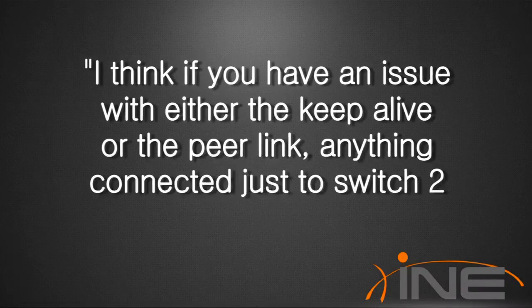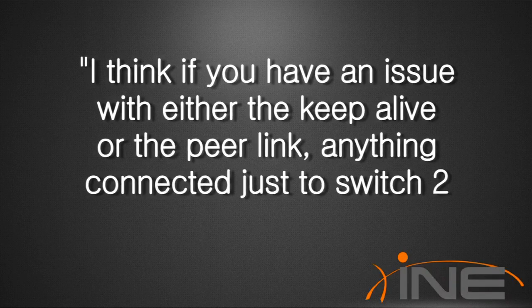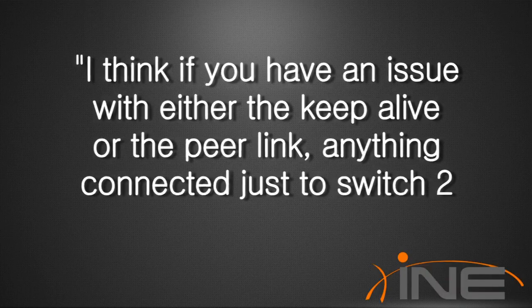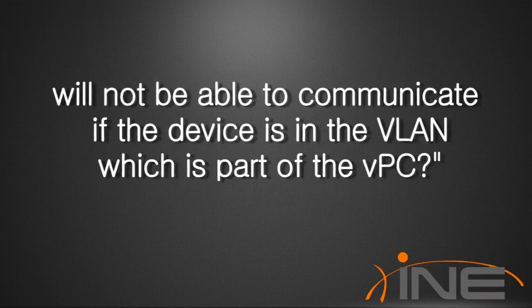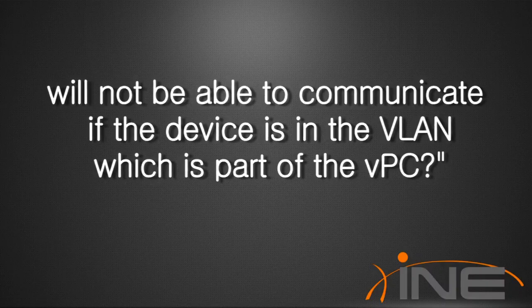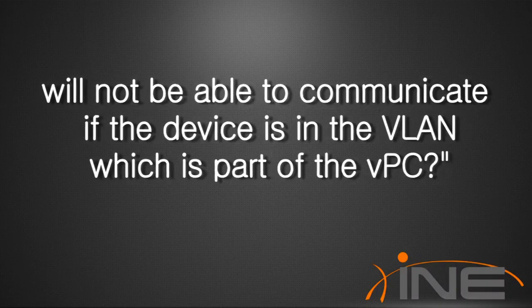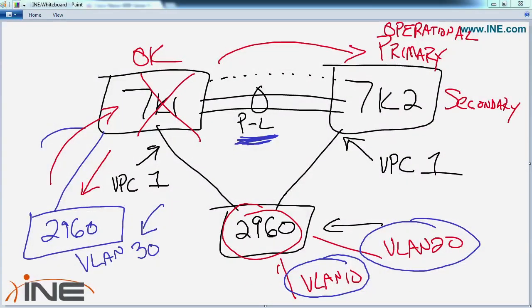Okay, there's a question. I think if you have an issue with either the keep alive or the peer link, anything connected just to switch 2 will not be able to communicate if the device is in the VLAN, which is part of the VPC. That is true. So we'll take a look at exactly the specific failure cases that are going to happen. Then can you please describe what the functions of the primary over the secondary are? We're going to talk about that now.